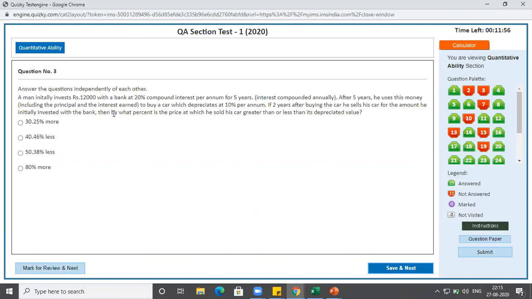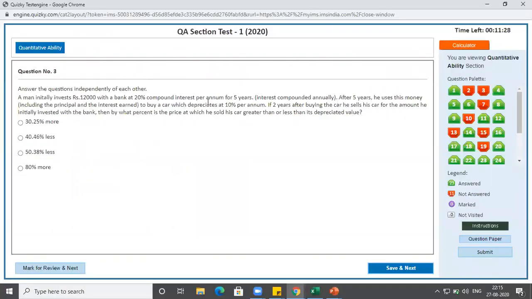First of all, absolutely he has borne a loss, right? So A and D are out of the picture. A and D are not my answers. Two possible answers are B and C. Now we have to figure out which one it is. We cannot avoid the calculation. Okay, we'll have to do it.